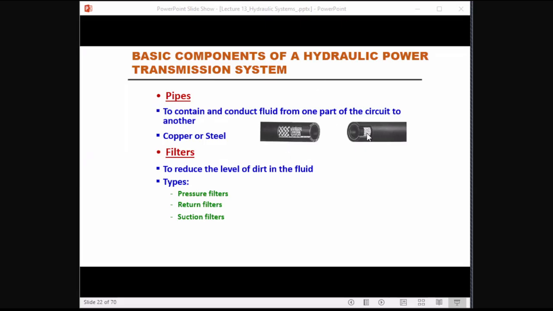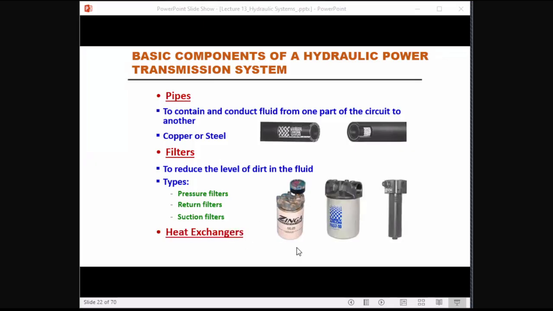These are hydraulic hoses. Okay, you can see. Then filters. Using filters, we can reduce dirt and dust in the fluid. Then these are the types of fluid filters: pressure filters, return filters, suction filters. Okay, there are different types.